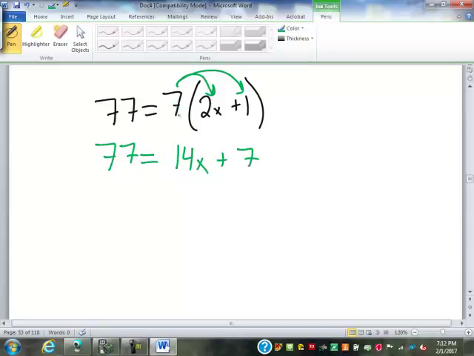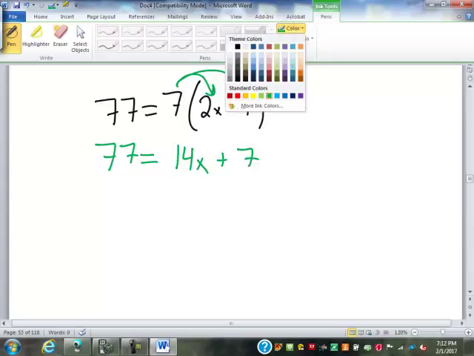Now I heard someone say divide by 7. In this equation, you could have divided by 7, but that doesn't always work out. I'm going to show you an example in a second where that wouldn't work. So it's always safest to distribute the 7 when we have a parentheses like that. Distribute the number that's multiplying the parentheses.